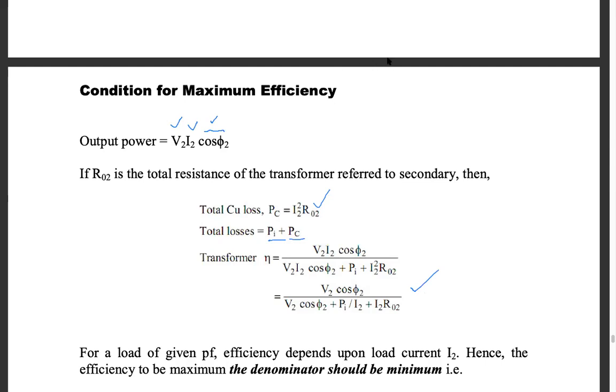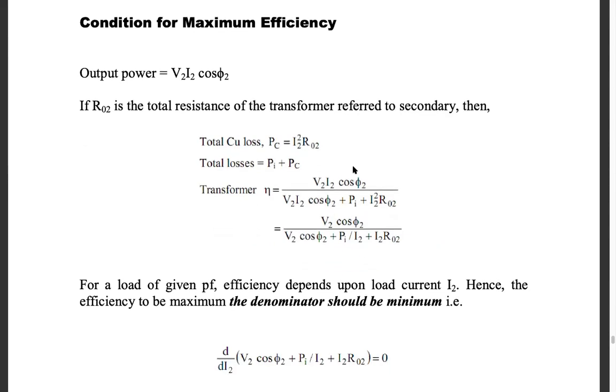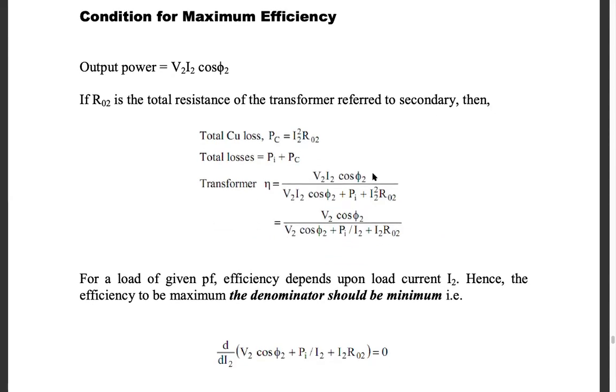So this is the formula which we can use for finding the efficiency of the transformer. Now one more important thing we see in the transformer is the condition for maximum efficiency. We will not find the maximum efficiency of a transformer at the rated condition. So we have to find at what condition it will happen. For a given power factor, efficiency depends on the load current I2. Hence for the efficiency to be maximum, the denominator should be minimum.